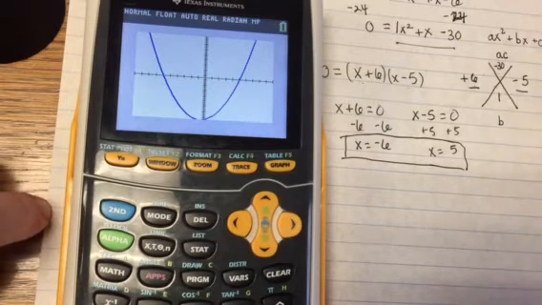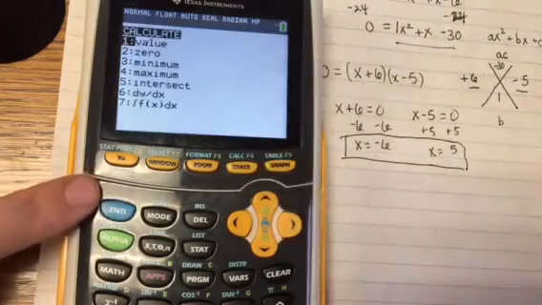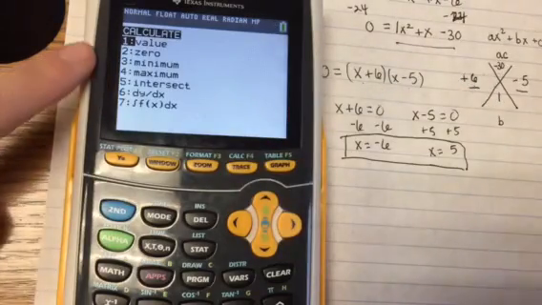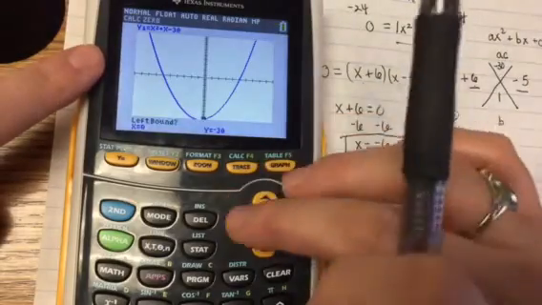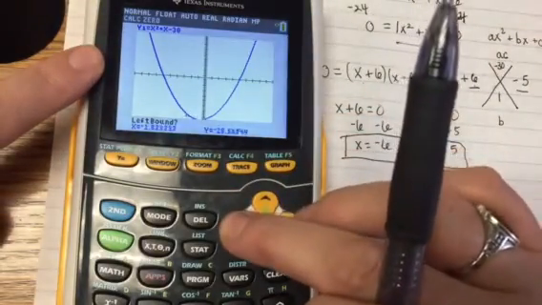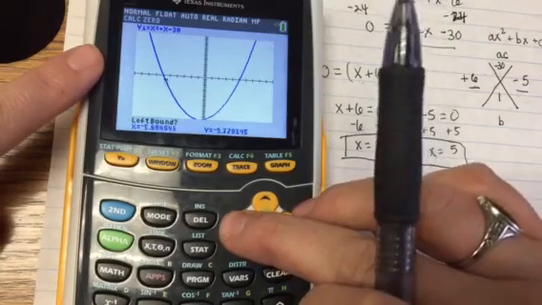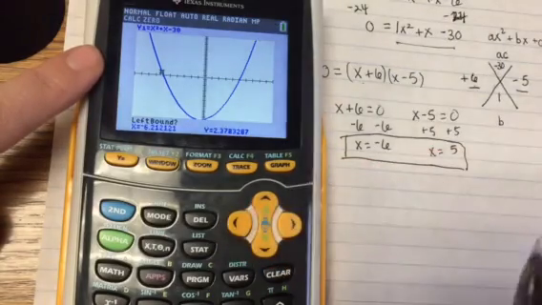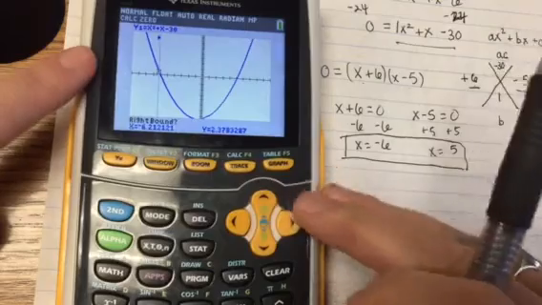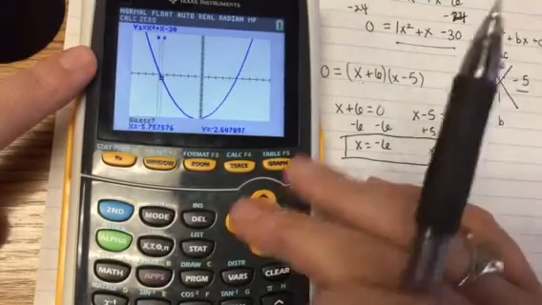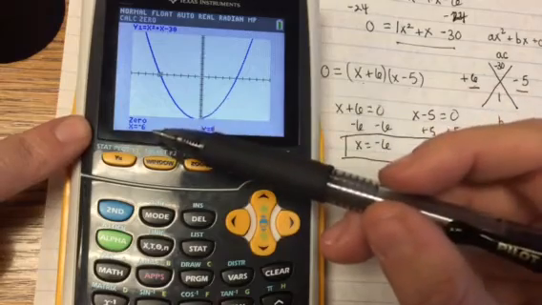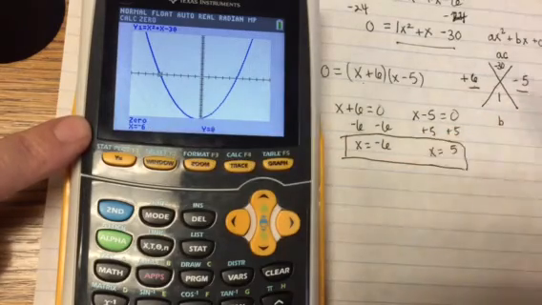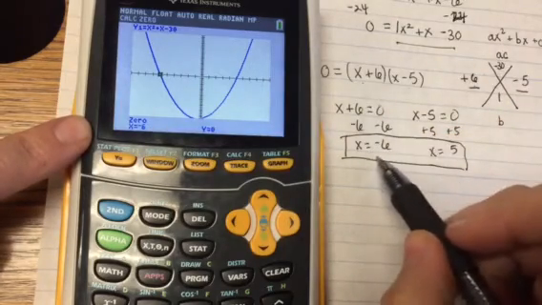And if you want to find those in the calculator, you can go to second trace. That brings up the calculate menu. We call those zeros, so we go to 2 for zero. And it's going to ask you for a left bound, a right bound, and then a guess. So you scroll all the way left of the zero, hit enter, scroll to the right, hit enter, go back and guess, hit enter, and our calculator tells us that we have a zero where x equals negative 6. You can see that's one of our solutions.